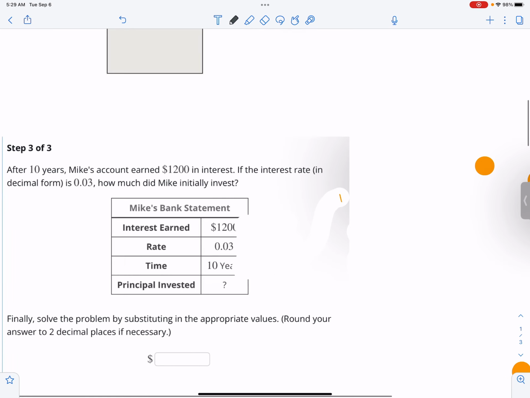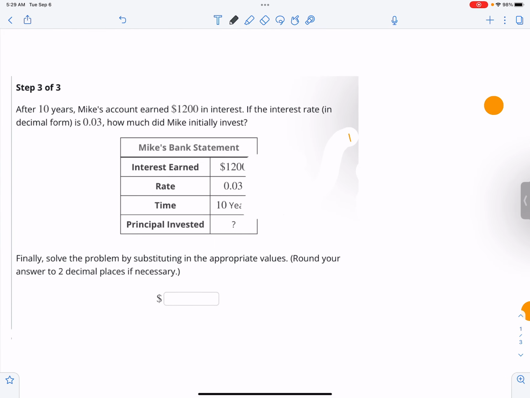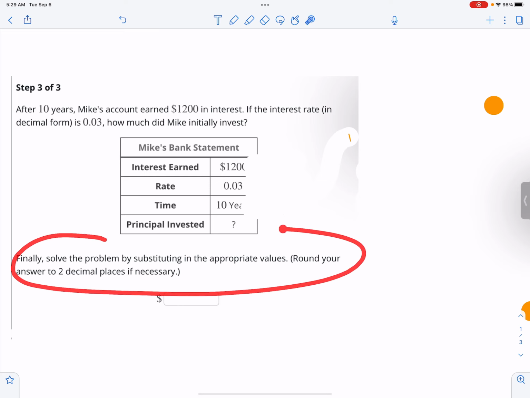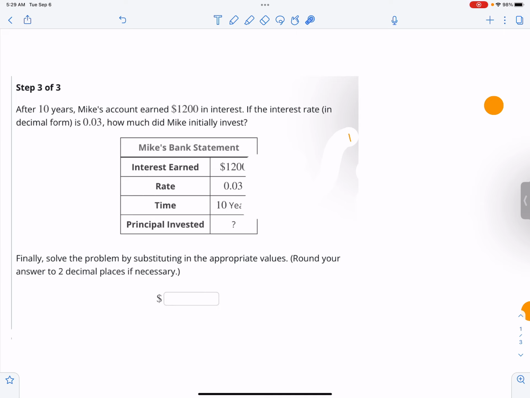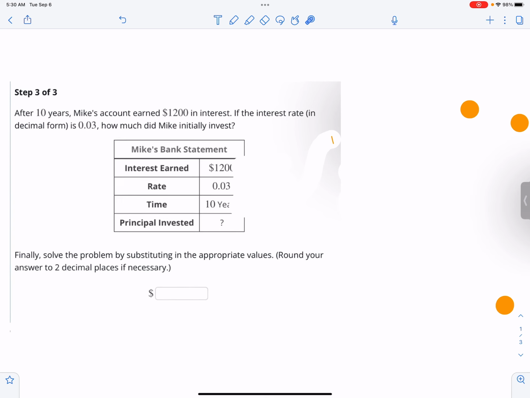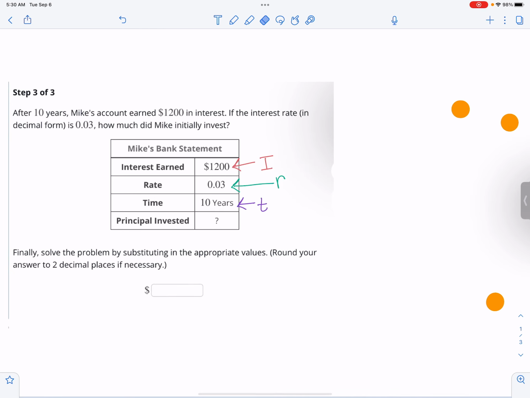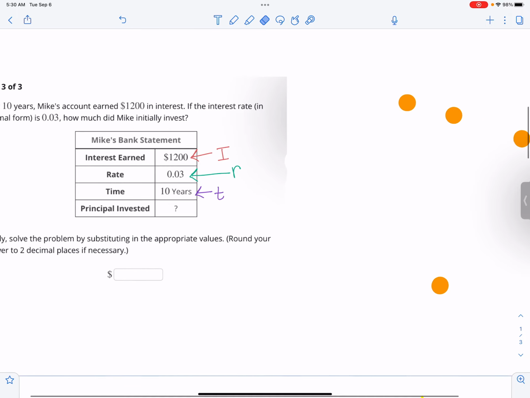Don't worry about capitalization. I believe that when you type in the letters, it'll automatically capitalize or not capitalize depending on the formula. And then finally in step 3, it says the same problem, but now solve the problem by substituting in the appropriate values, round your answer to 2 decimal places if necessary. And so what we've done is we are given all of these variables, I, R, and T. I is going to be 1,200. That was the interest he got. 0.03 is the rate. They've already converted that percent to a decimal, so I don't have to worry about that. And then the time is 10 years.